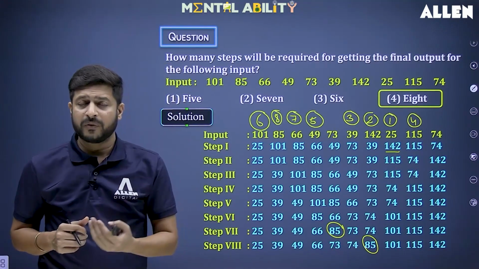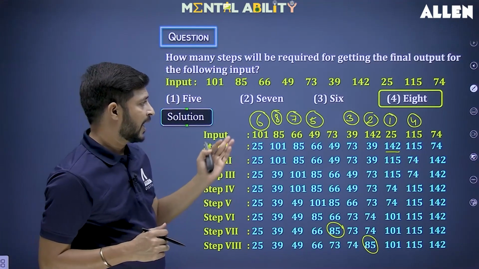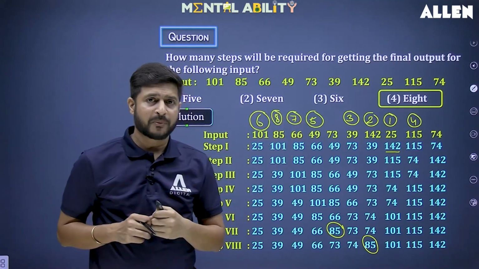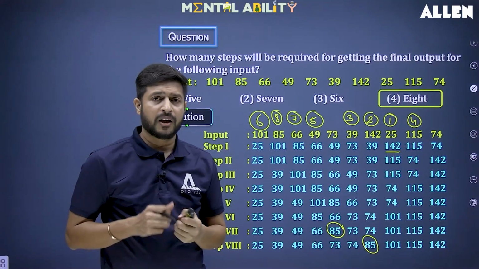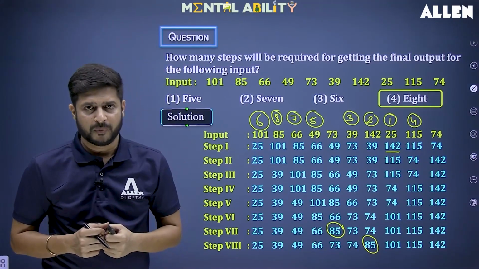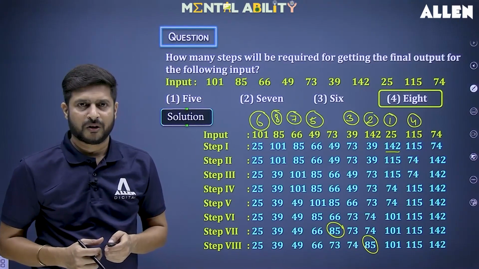Okay, so in this way we can solve the questions quite easily. We have basically understood the steps over here, and we are able to identify how many steps will be required to find the final output for the given input. Moving on to the next question now.